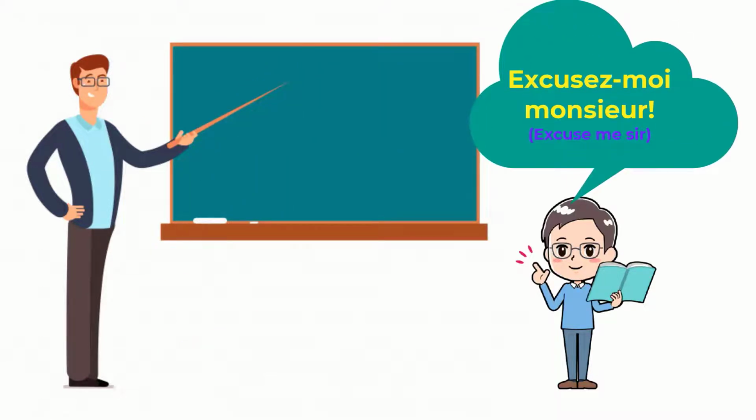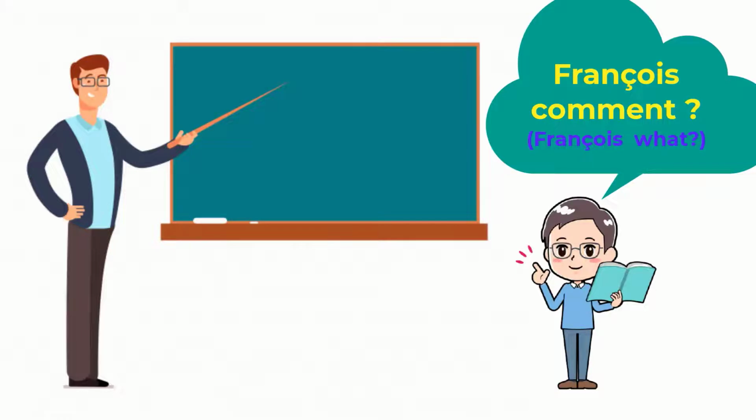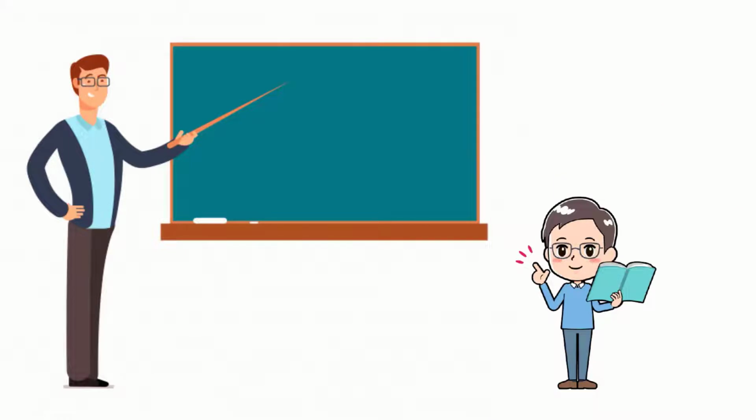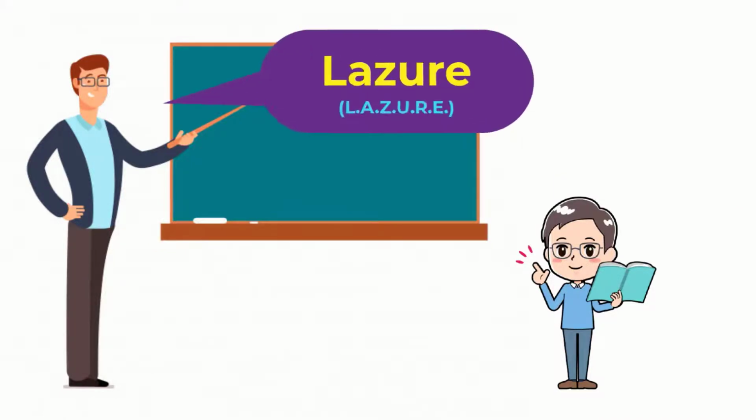Excusez-moi, monsieur. Excuse me, sir. François, comment? François, what? A question mark is given. It means the other person can't understand the full name. So François Lazure is explaining that. How? Lazure. L-A-Z-U-R-E. I use the pronunciation in French, and in English it is L-A-Z-U-R-E, and in French L-A-Z-U-R-E.